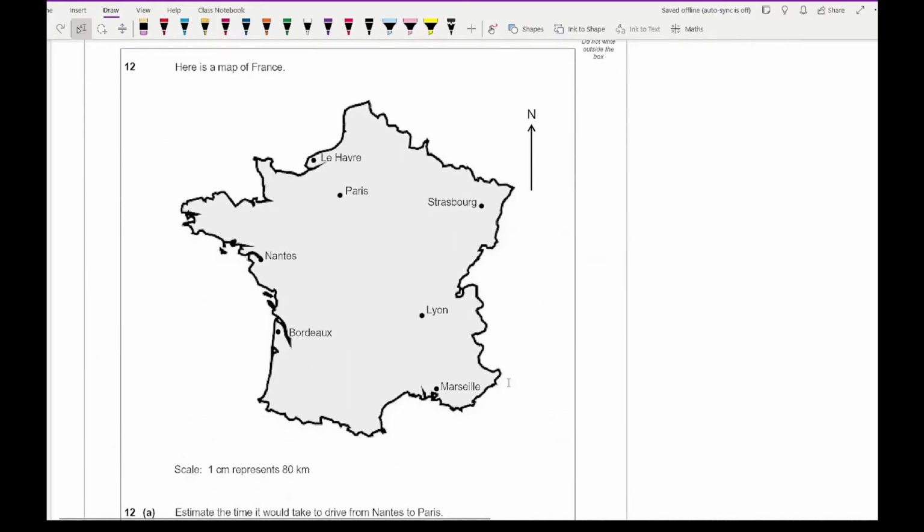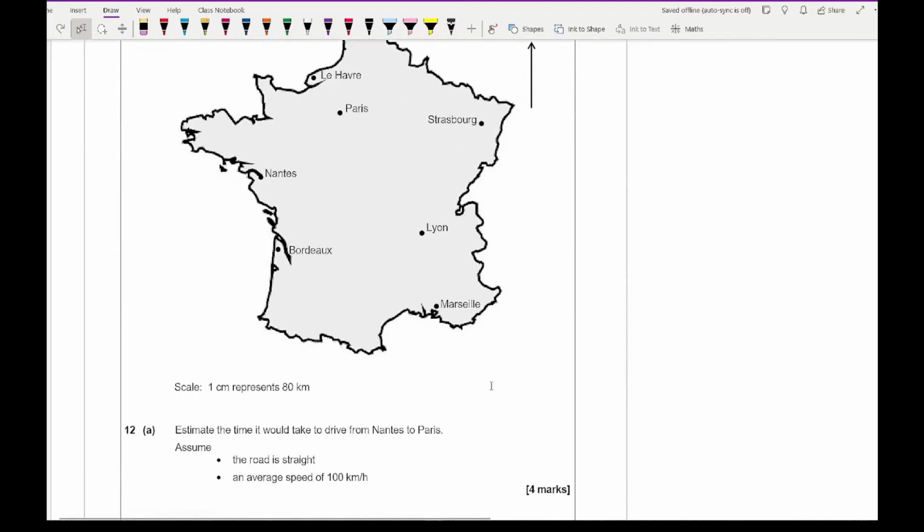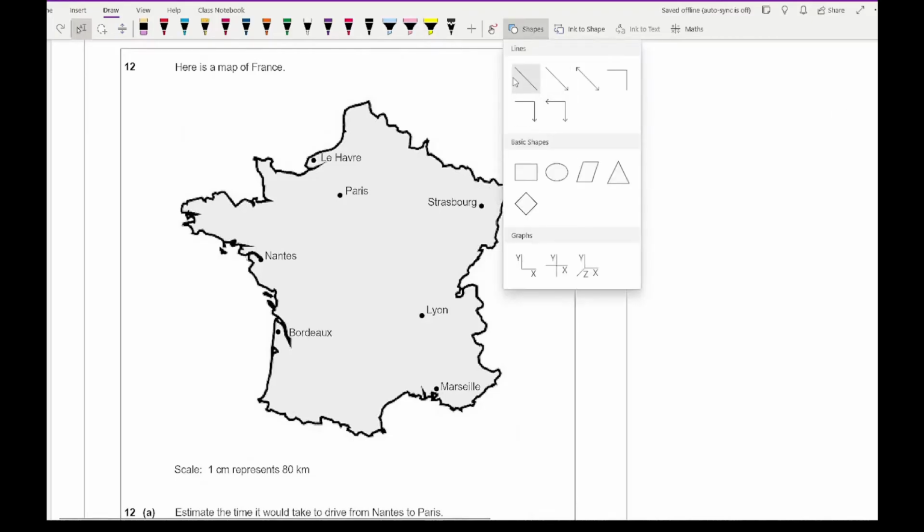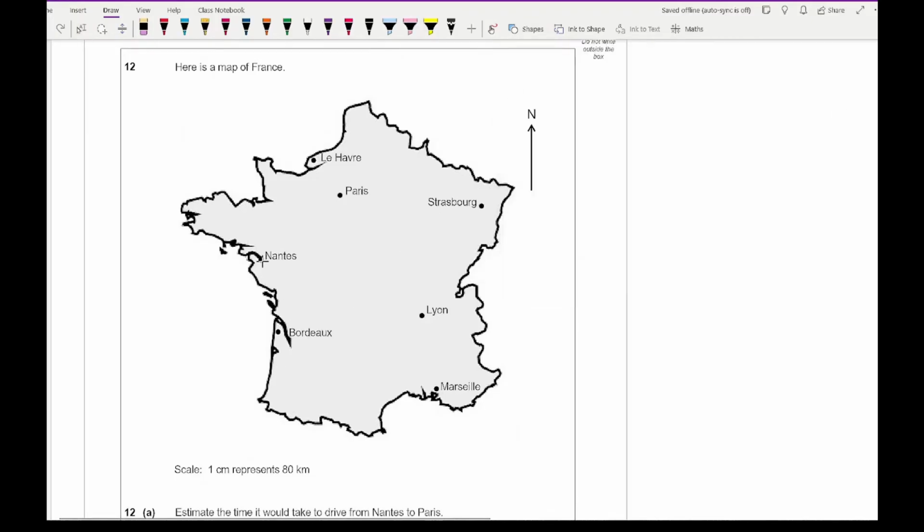For question 12, it says, here is a map of France. We've got a scale of 1 centimetre represents 80 kilometres. And the question is asking us to estimate the time it would take to drive from Nantes to Paris, and assume that the road is straight and the average speed is 100 kilometres per hour. So what we need to do here is to first of all draw a straight line from Nantes to Paris, like so, preferably not with a highlighter.